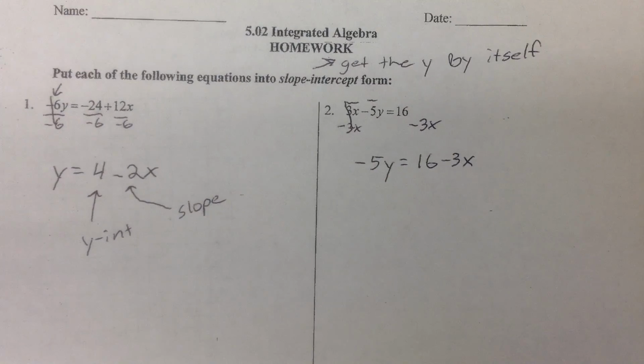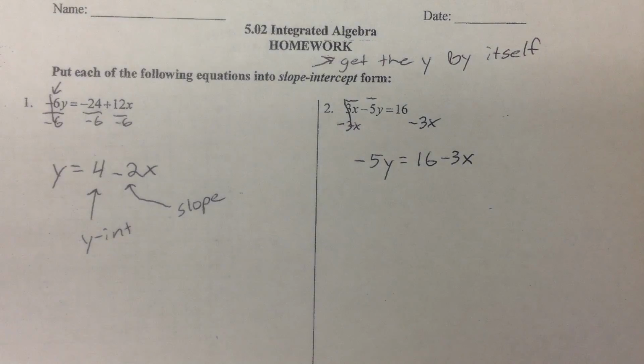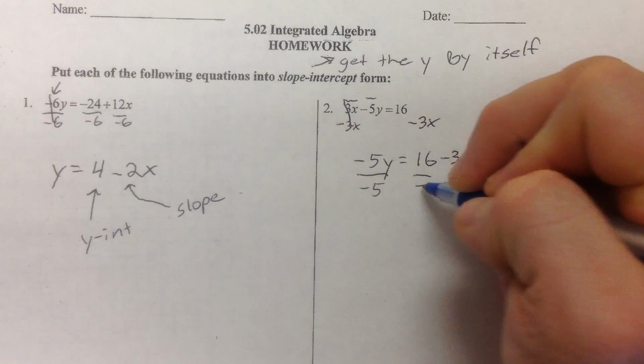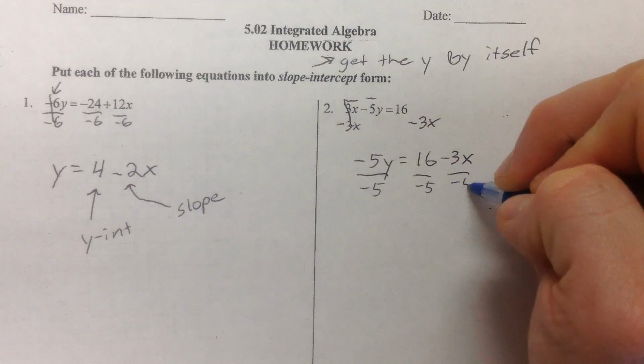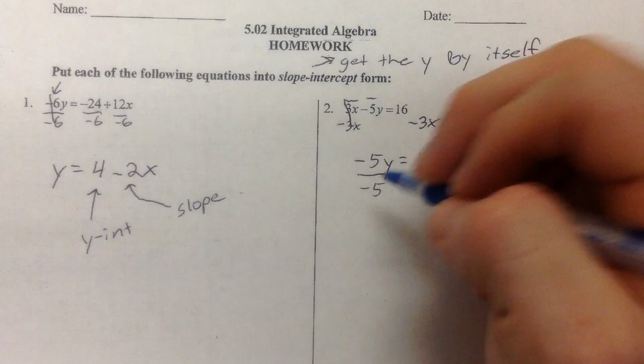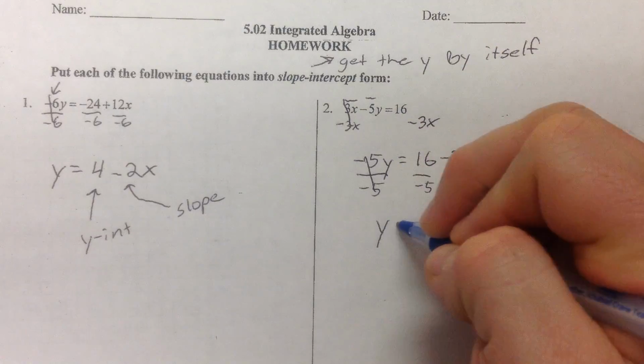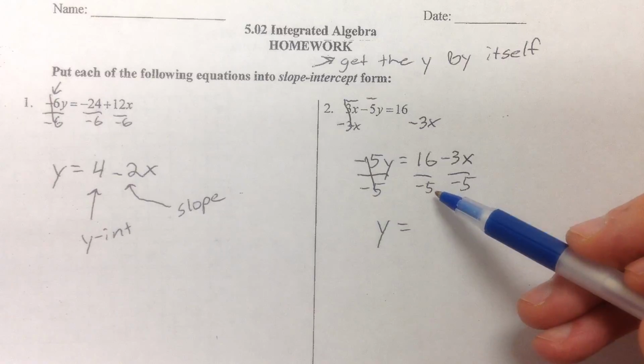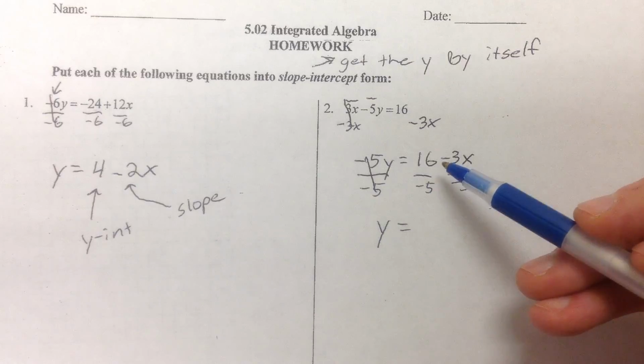Okay. Now we're kind of where we were on the first problem. Just to get rid of that -5, it's -5 times y. So we'll divide everything by -5. All right, these will cancel out. You'll get y equals. Now, depending on what you do, if you divide this, you're going to see that you get a decimal. All right, you're going to get 3.2.